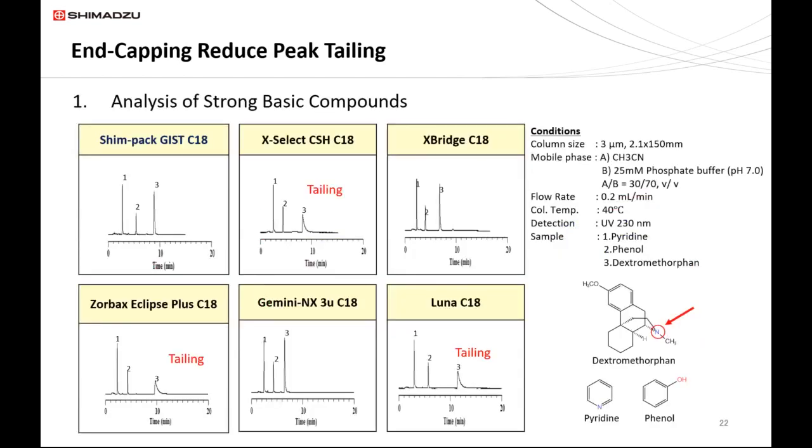Columns that are not well end capped will face problems of pigtailing for basic compounds such as dextromethamphetamine, which has an amino group. You can see from here that these problems are observed in some of the competing brand C18 columns such as the X-Select CSH C18, Zorbax Eclipse Plus C18, and Luna C18 columns, while our Shimadzu Shim-pack GIST C18 columns, which is well end capped, does not have this problem. Having said that, there are still columns that are not end capped which utilize the residual silanol activity for separation.